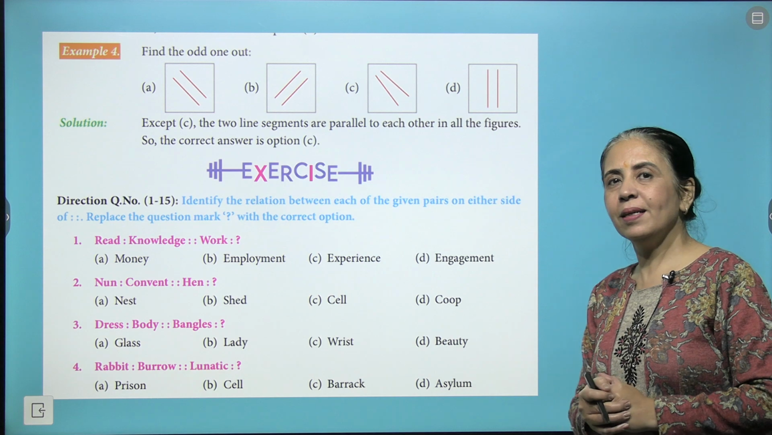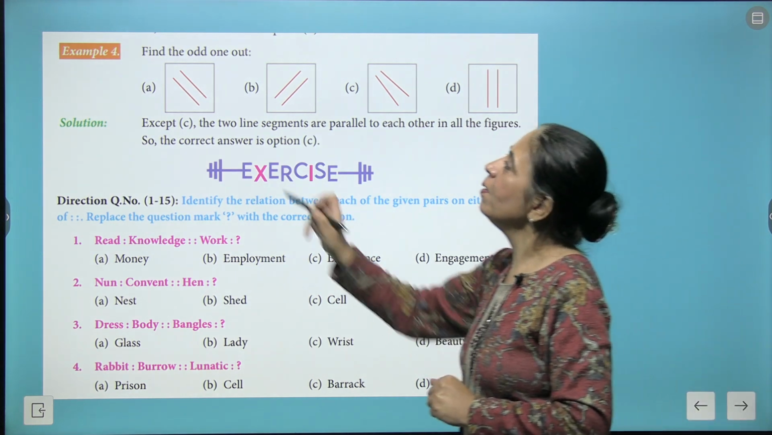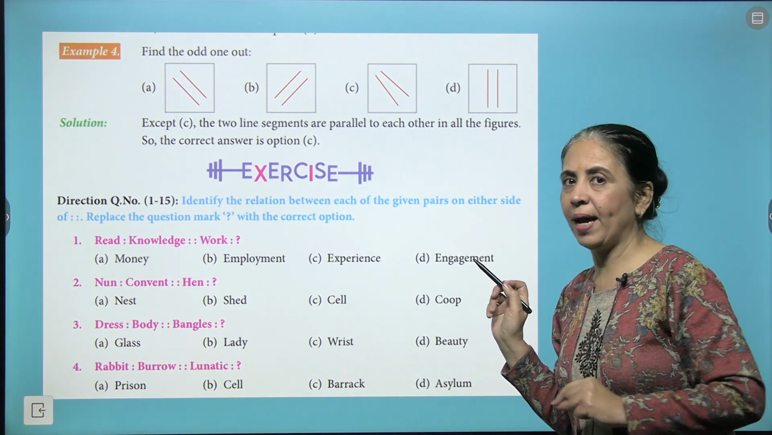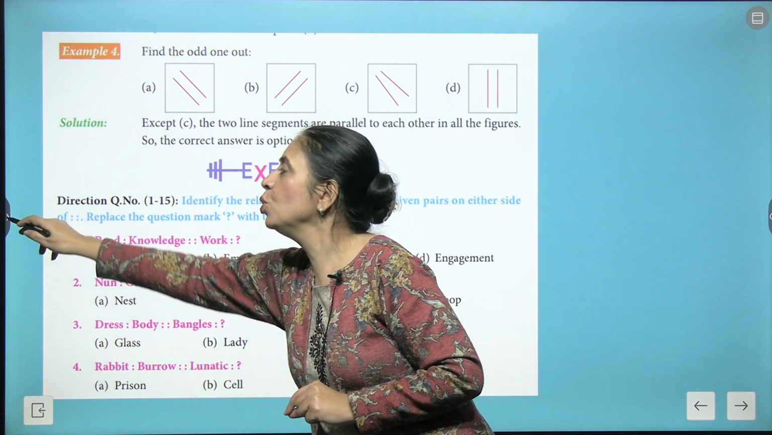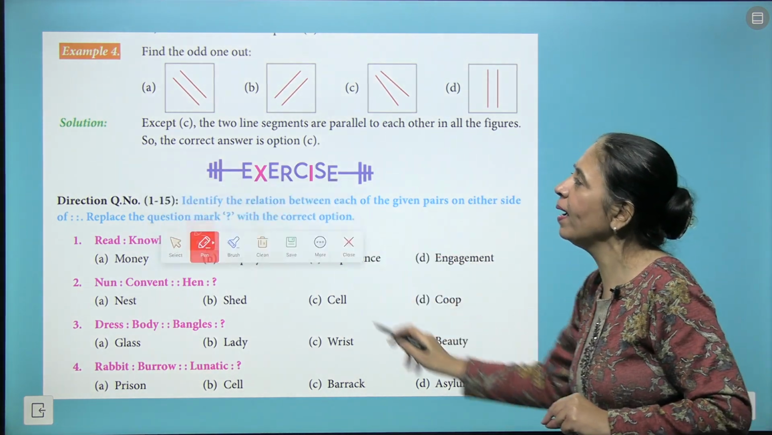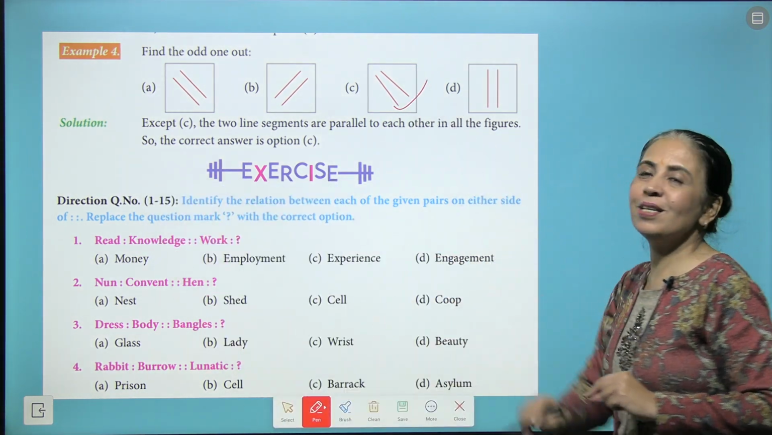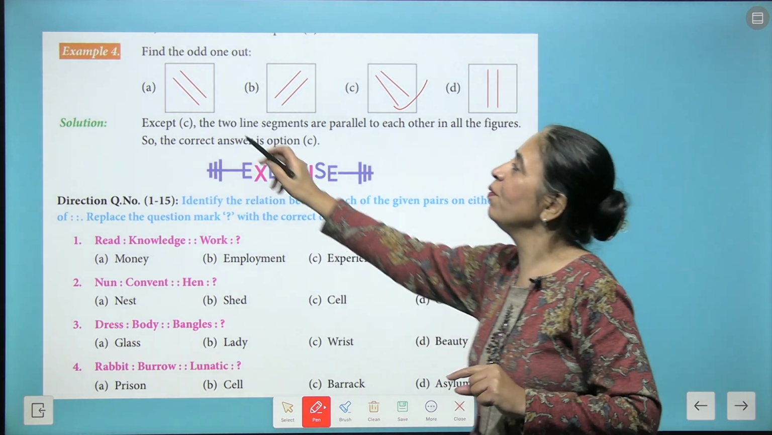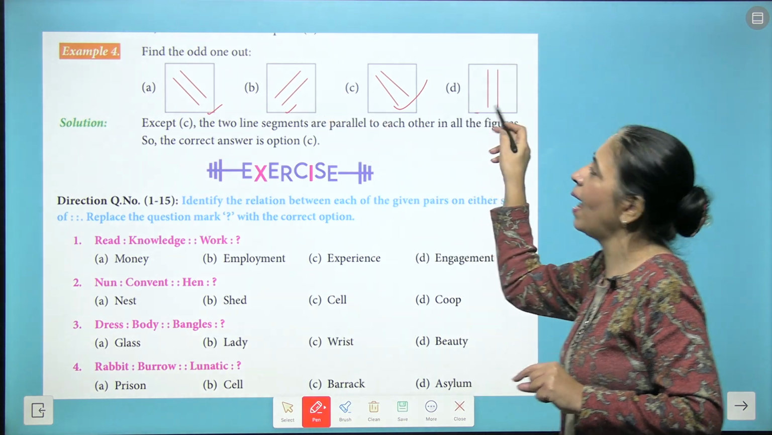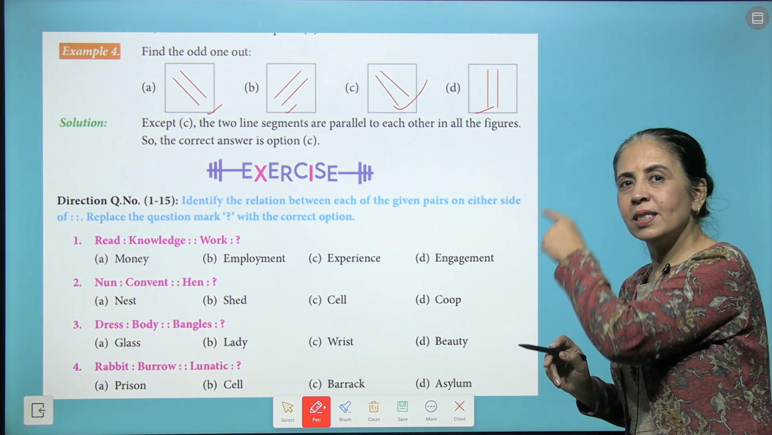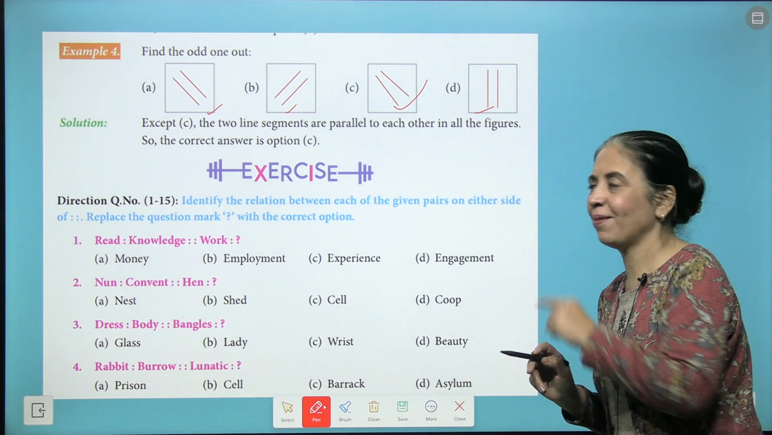Let's look at the next figure. Here we have 4 shapes in which 2 lines are drawn. But could you analyze something different in one of the pairs? Correct. This is not a set of parallel lines. Here we have a pair of parallel lines in all the other three figures. So C1 is the odd one out.